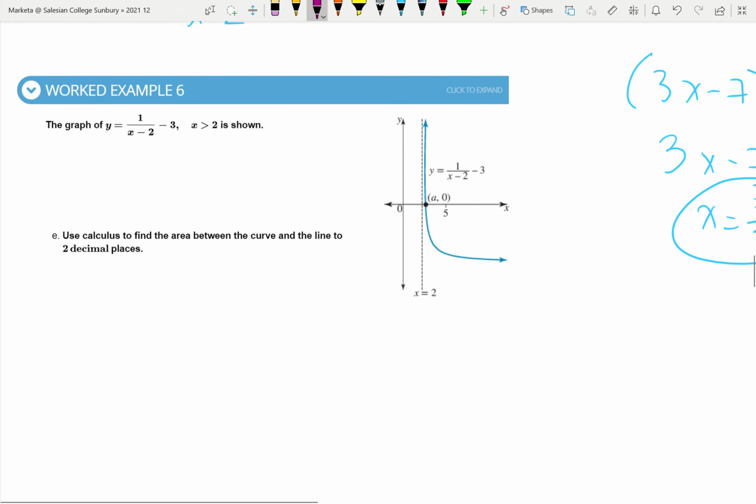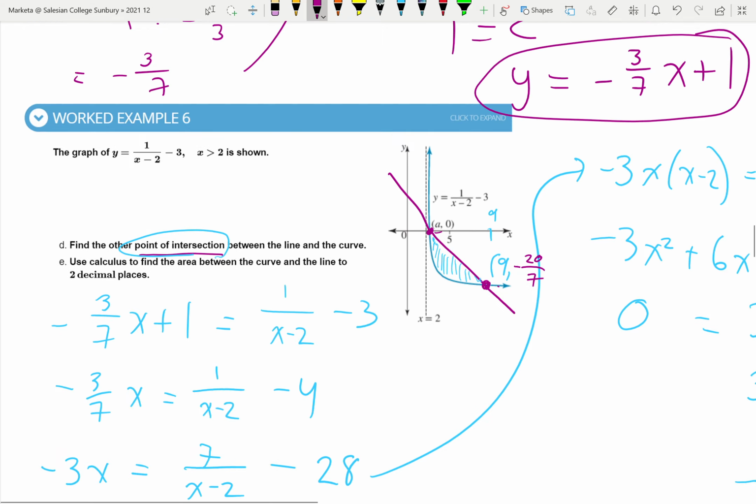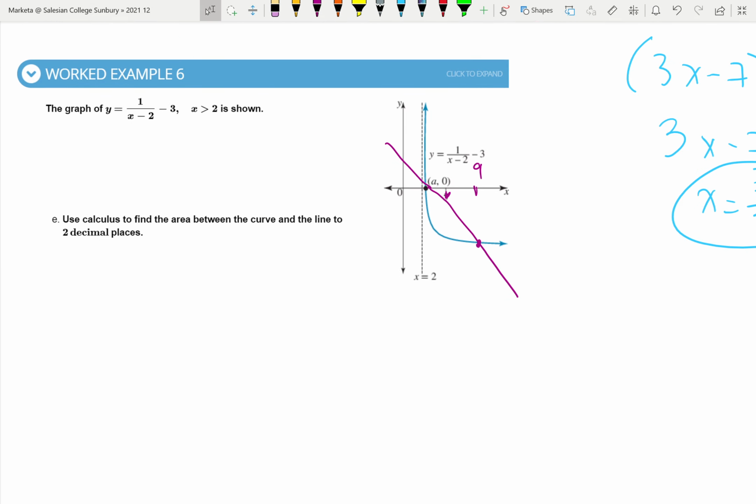So let's find the area. Just pretend that's a straight line. And this is 9. And this is our, what was it, 7 on 3, 7 on 3. And we are wanting to find this. To 2 decimal places, so that's going to be a CAS question. So for a CAS question with calculus, you would want to set up the area equation. So it's going to be from 7 on 3 to 9.